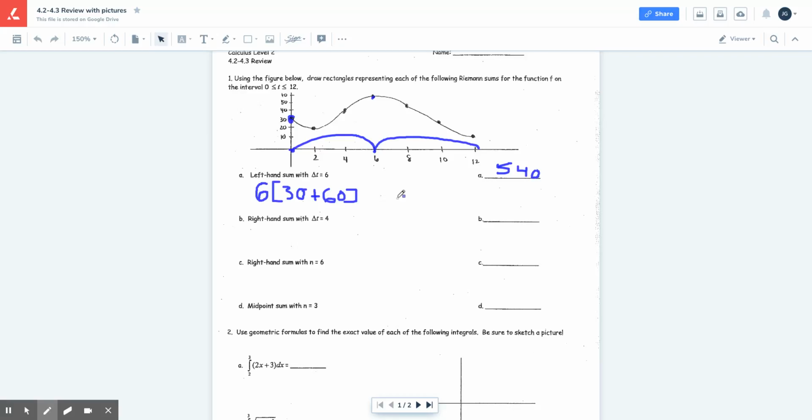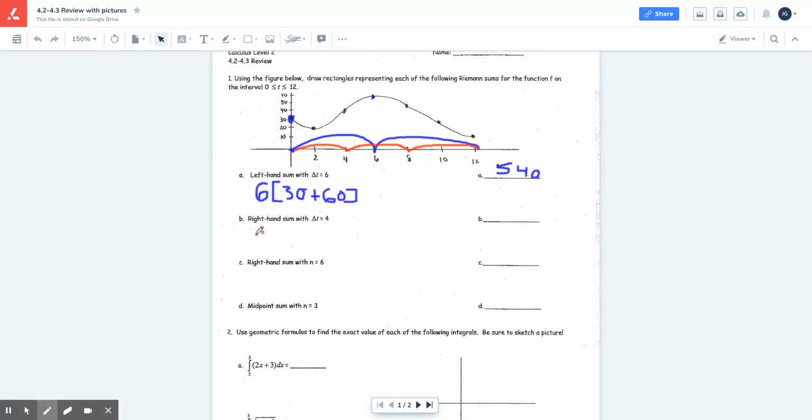Now on to B. Once again, we are given the delta t or delta x, whatever it may be. We're using t in this case, and this time it's 4. So we're going from 0 to 4, because 0 plus 4 is 4, 4 plus 4 is 8, and 8 plus 4 is 12. So here we have 1, 2, 3 rectangles.